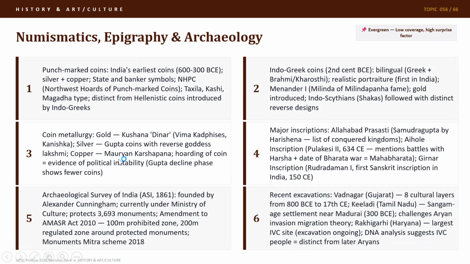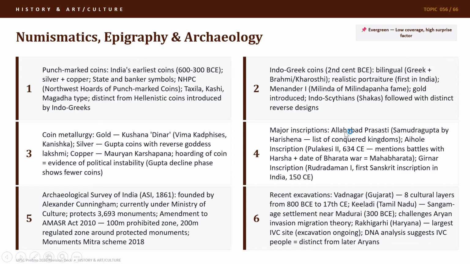Copper coins were used during Mauryan times. So Karshapana, they were also called. Karsh is basically copper. And hoarding of coins led to the evidence of political instability. Gupta decline phase shows fewer coins. So basically, since Gupta coins are made from silver, then gold, Kushana coins or Kanishka coins are made from gold, then Mauryan coins are made from copper. So these are valuable metals. So we also see that during times of political instability, hoarding of these coins happened.